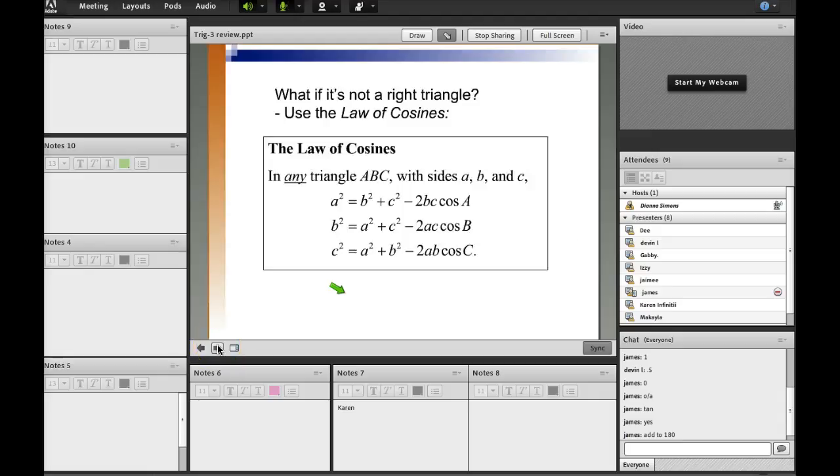All right, law of cosines is a little bit more difficult. And again, if you have paper and pencil, write these down and make sure that you have them when you're doing your exam. There are 2 exams this week. The first one is right triangle trig, all that stuff that we just did. The second one is law of sines and law of cosines.